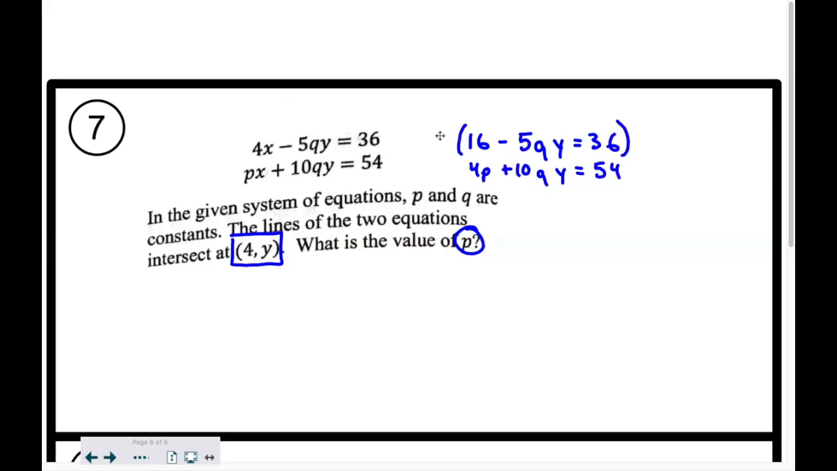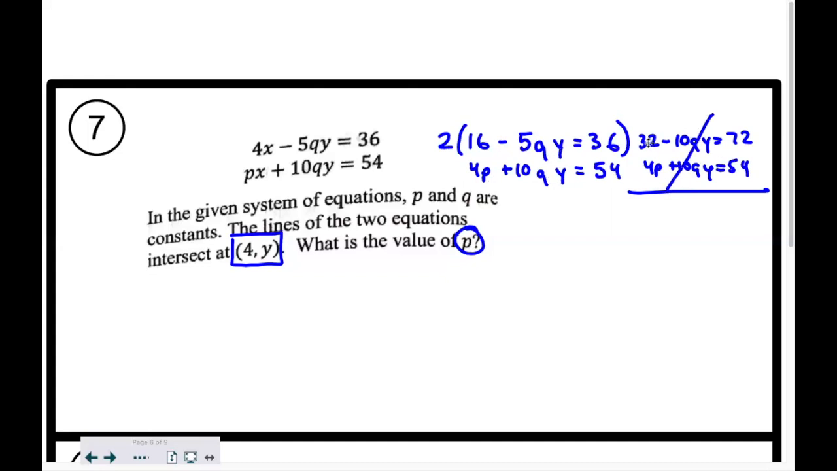So I'm going to multiply this by 2. So that gives me 32 minus 10QY equals 72. And then again, I'm just going to write this underneath. And then we're going to add the equations together. All right. So again, the reason I knew to do that was because I needed the P to stay there. And in order to get P, I need everything else to eliminate. And these are now going to eliminate.